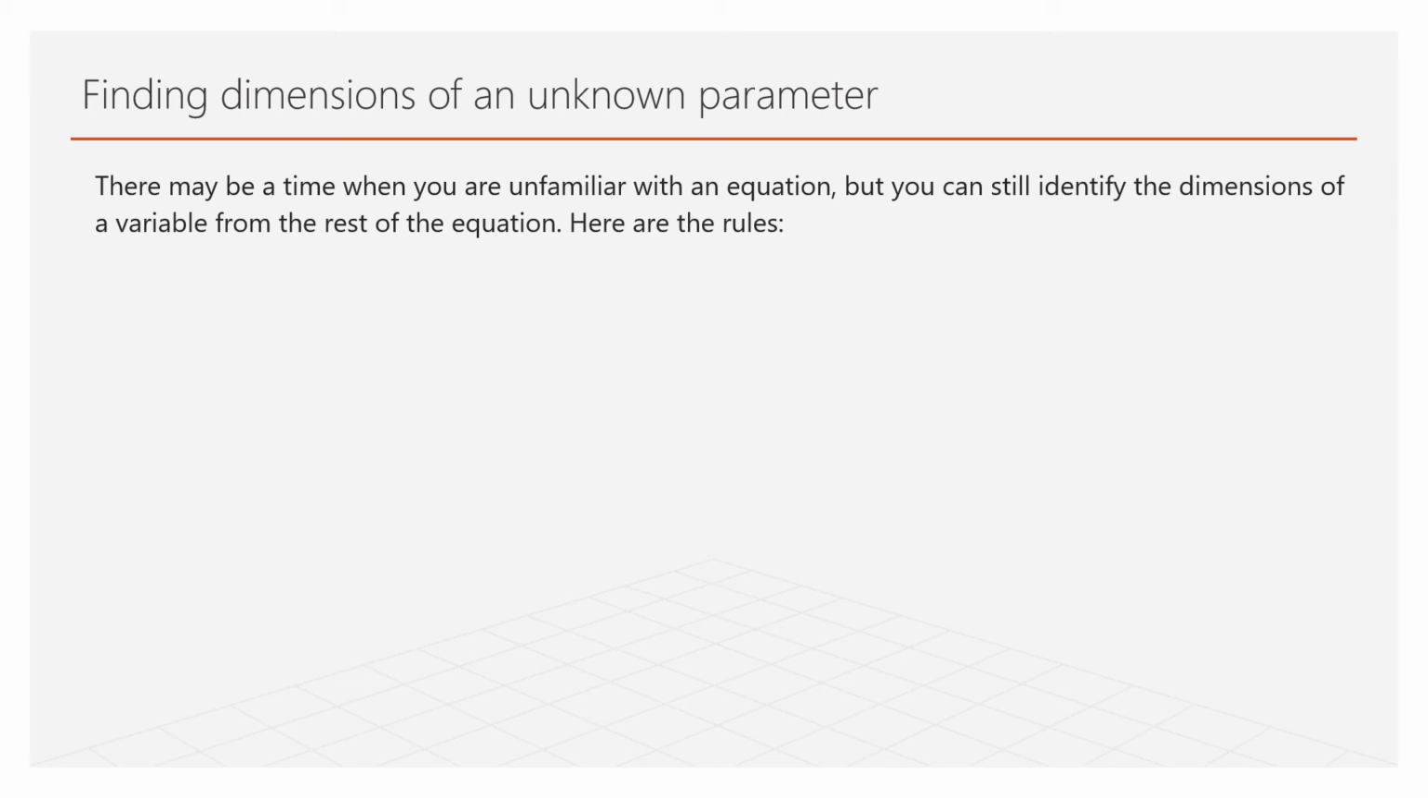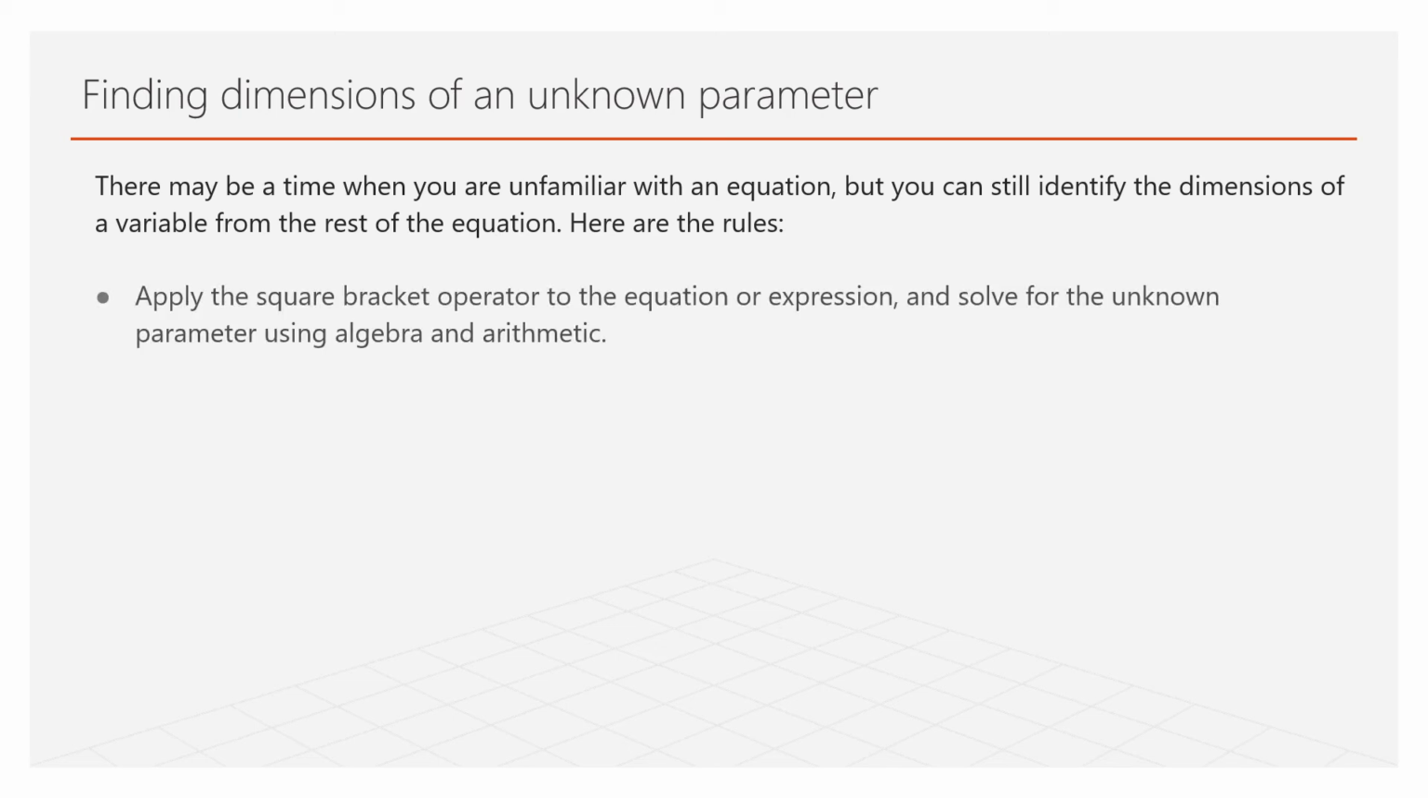The next topic is finding the dimensions of an unknown parameter. There may be a time when you are unfamiliar with an equation, but you can still identify the dimensions of a variable from the rest of the equation. Here are the rules. First, apply the square bracket operator to the equation or expression, and then solve for the unknown parameter using algebra and arithmetic.